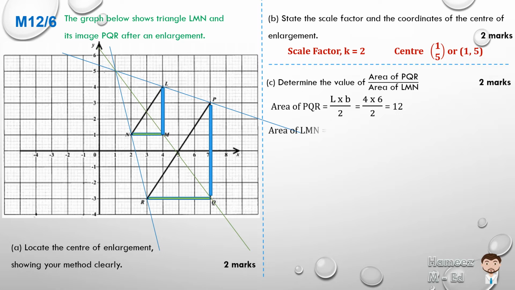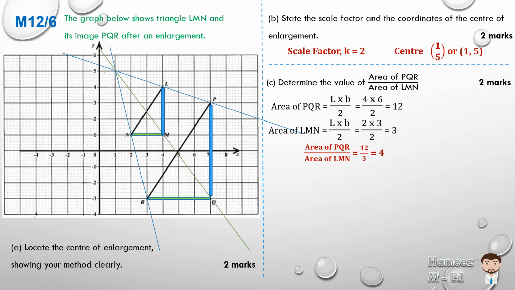Area of triangle LMN is a similar formula, and we substitute 2 times 3 over 2. 2 cancels 2, so we're left with 3. So if we look at the division, the ratio between the area of PQR and the area of LMN will be 12 over 3, which is 4. But there's another way to do it, which is much quicker.